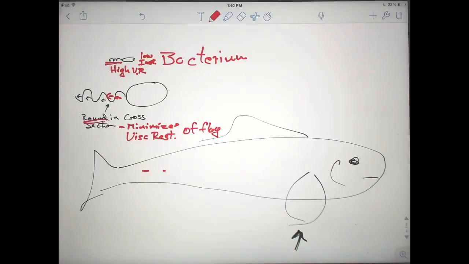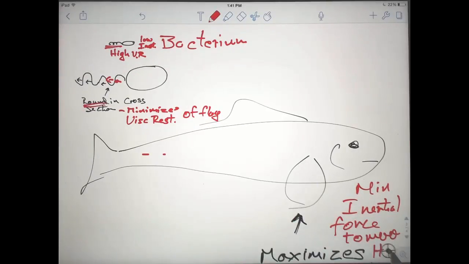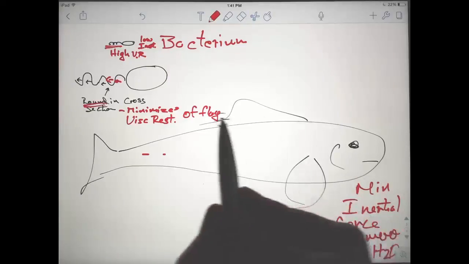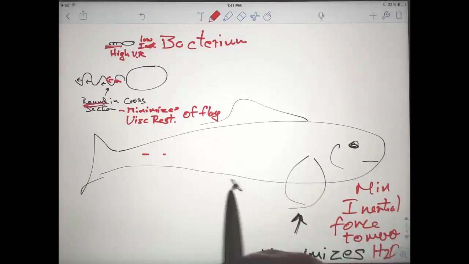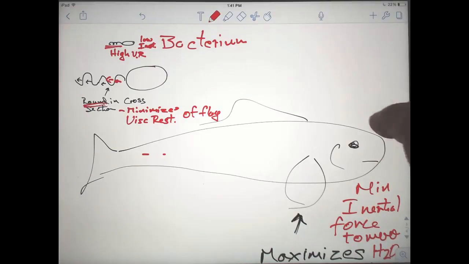As we get to larger multi-celled animals, and this isn't nearly big enough compared to the bacterium, the cell here, fast-moving animals tend to be long and narrow because that minimizes the inertial forces to move water. And because their surface area is so small relative to their mass, the viscous resistance is not a major force.